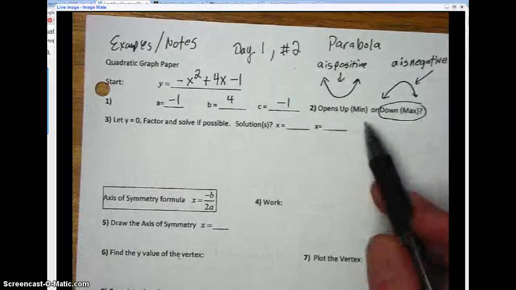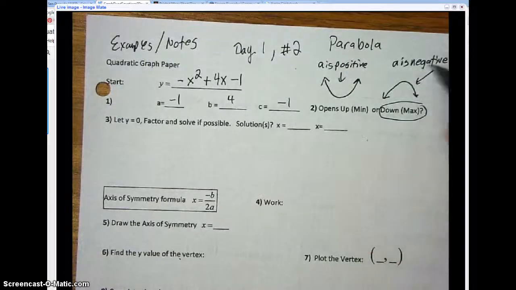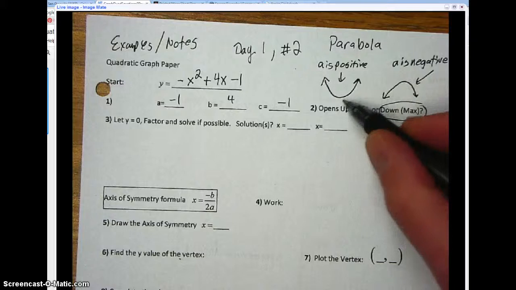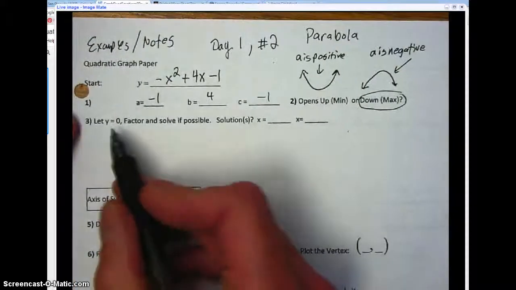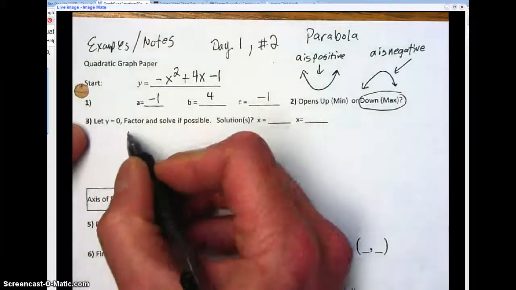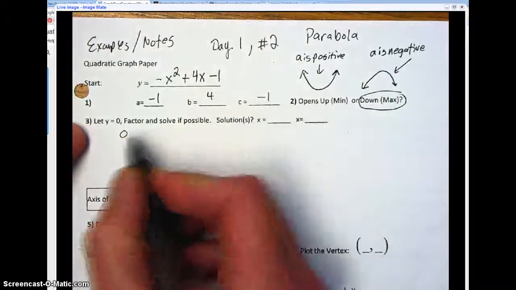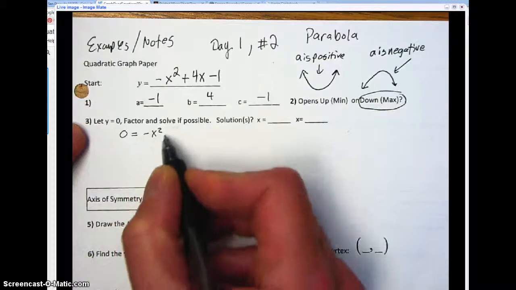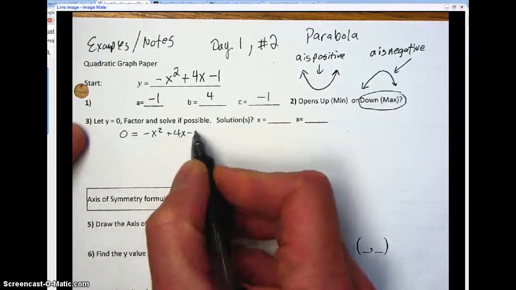And I have the words min and max. Max means that the top of it is here. Minimum means that the bottom of it is right there. Okay? So now, we're going to let y equal 0. So all that means is instead of y equals, we're going to replace y with 0. And then we're going to write it equals negative x squared plus 4x minus 1.